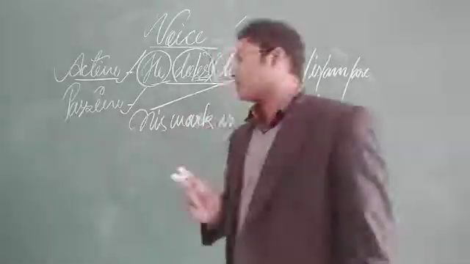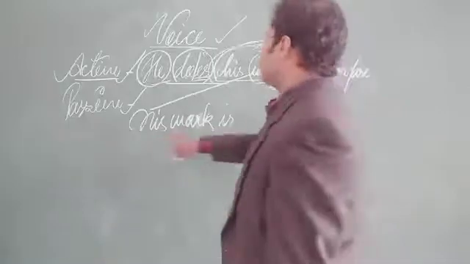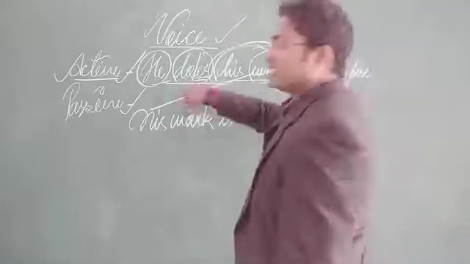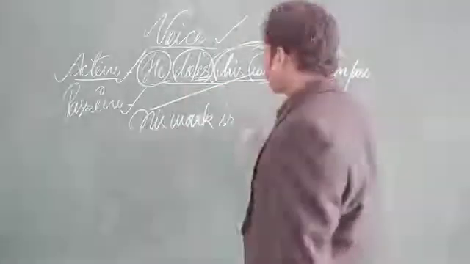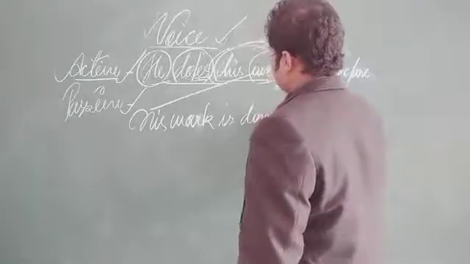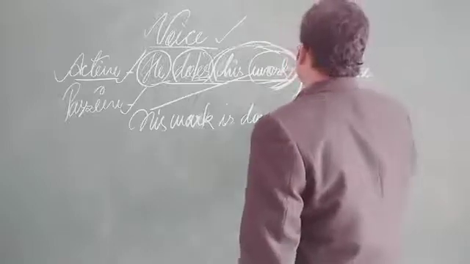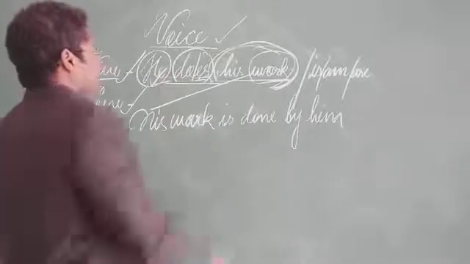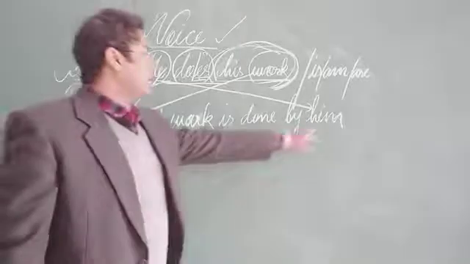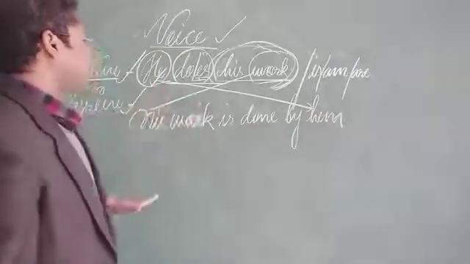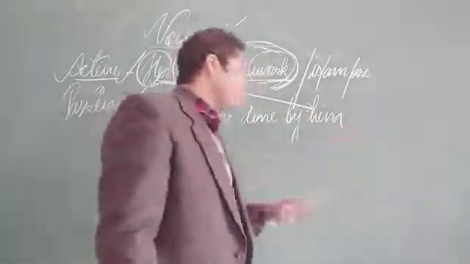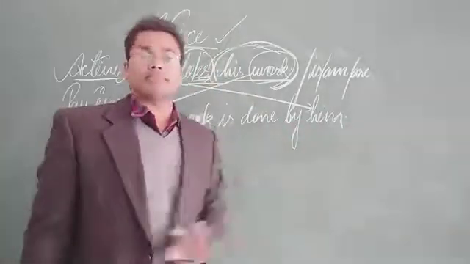I hope it will be clear to everyone. His work is: do, did, done, as we know. So, done. His work is done by him. He is the subjective case; it will be changed into the objective case. So him is the objective case of he. That is why I have written him. By him. Full stop. His work is done by him.